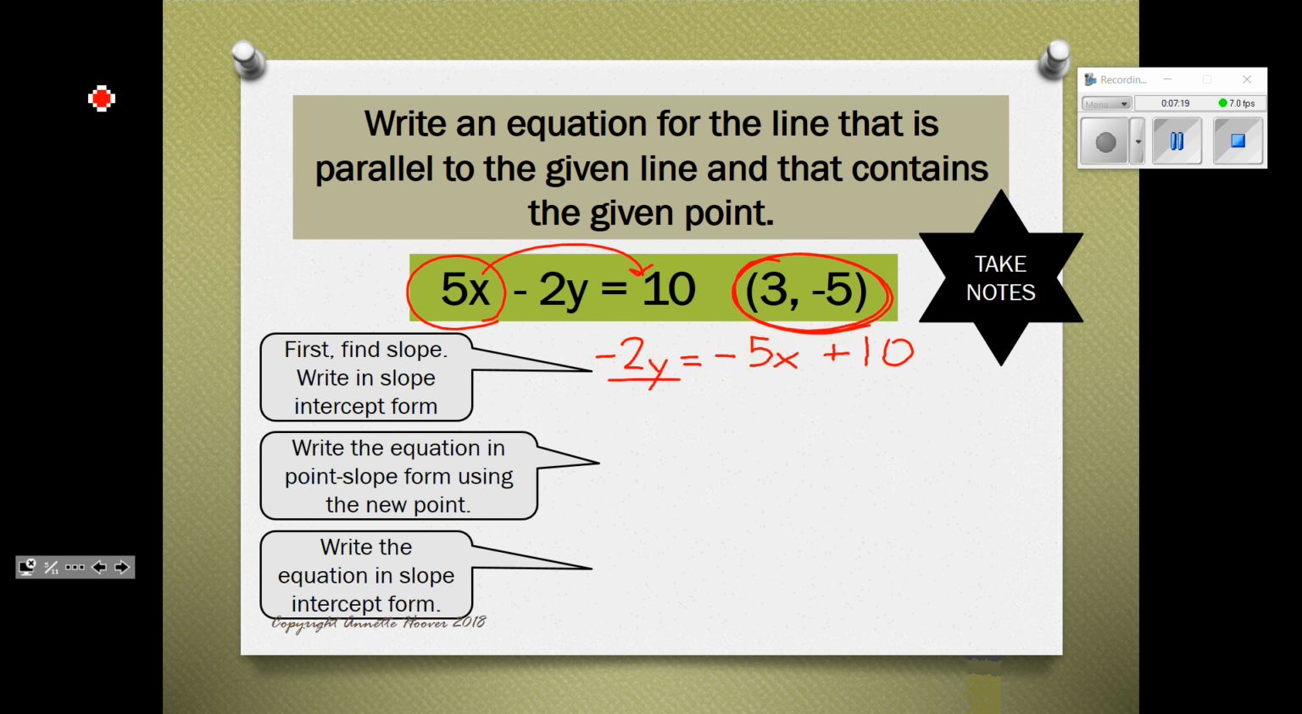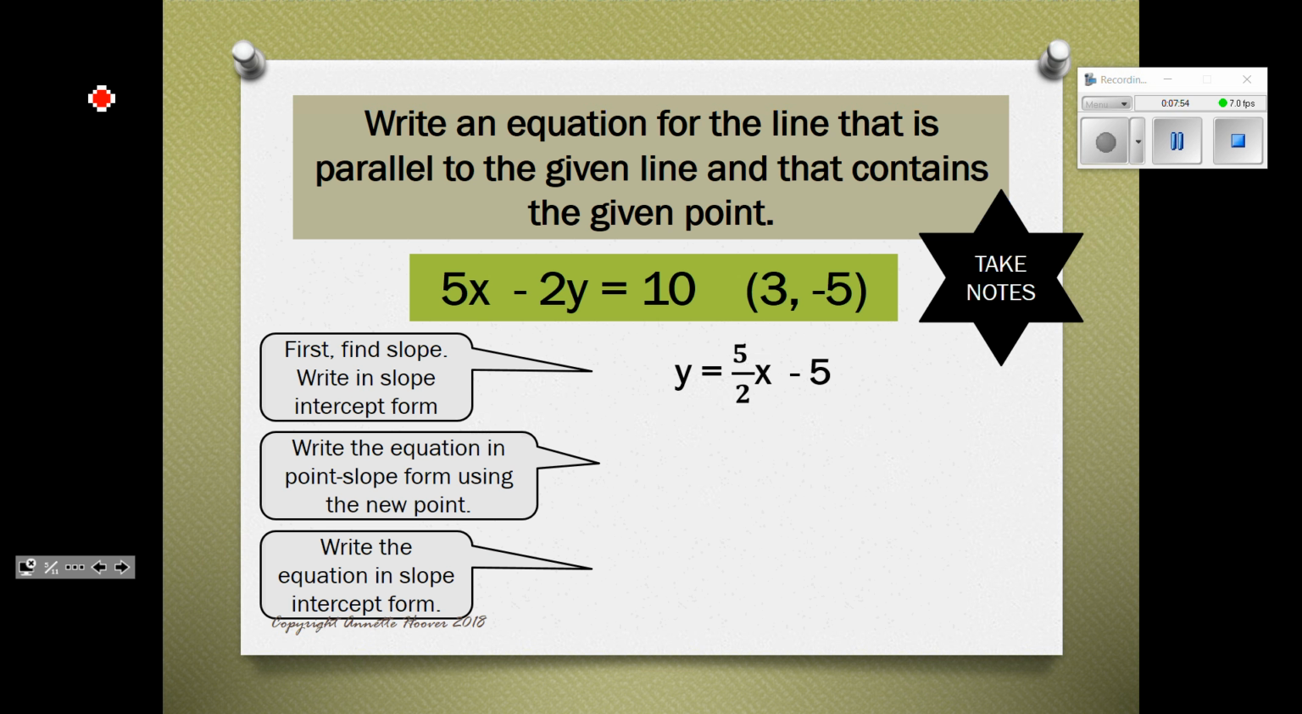Now we have to divide all 3 terms by -2. And when we do that, we find that y is equal to, we have 5/2, but we have 2 negatives, so it's a positive 5/2 x. And then 10 divided by -2 is -5. So now we know the slope. So you have to find the slope first. So by putting it into slope-intercept form, we have discovered that the slope is 5/2. That took up a little bit of room, so I'm going to erase that and let my animation go. There's the equation we came up with.